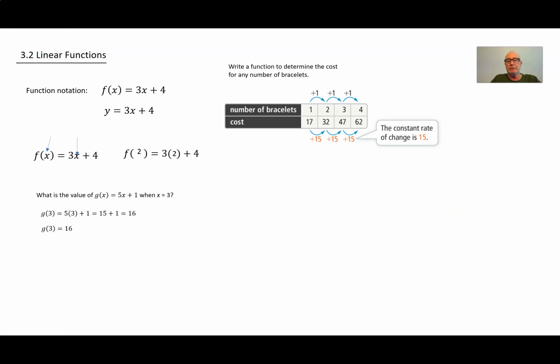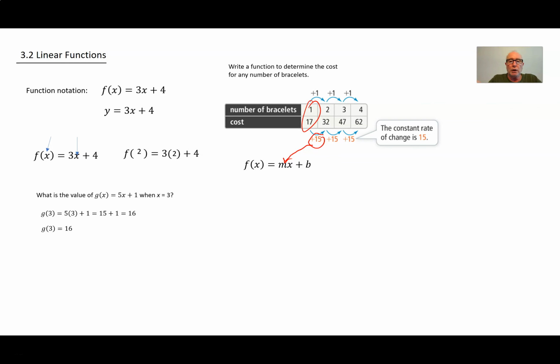So the constant rate of change, the change in y over the change in x, 15 over 1, is 15. When we look at a linear function, we're looking at y equals mx plus b. m is the rate of change. So we're going to put the 15 in for the m. Now, we want to represent the x and the f of x as x and y. So we can pick any point. Picking (1, 17) is easy because 1 is easy to work with, but we could pick any point and it would work the same. So we're trying to solve for b.